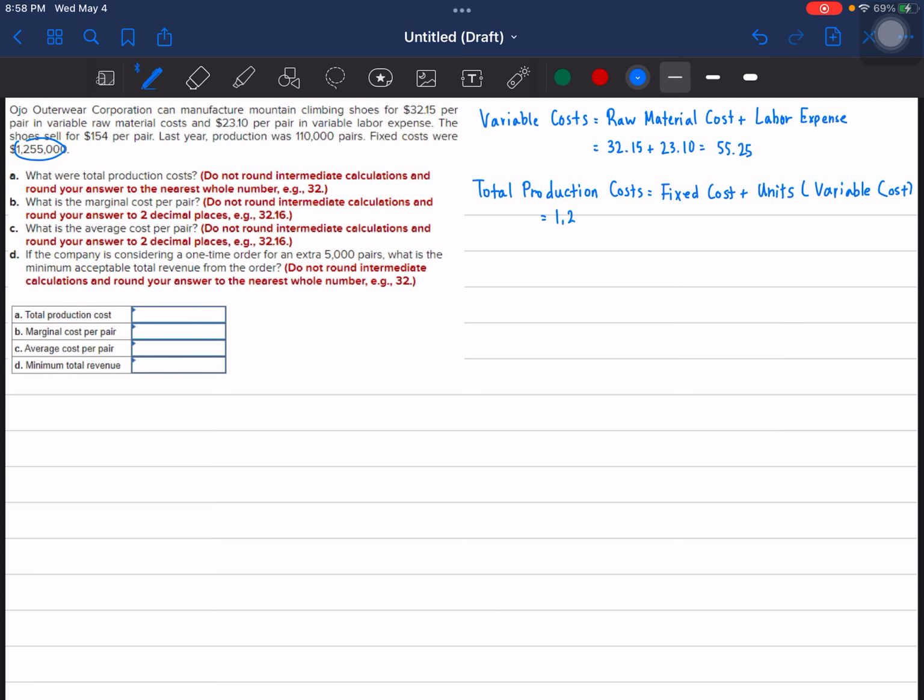So 1,255 plus the units they gave us, 110,000, times the variable cost, which we calculated here, which is 55.25. So let's just plug this into our calculator. So we have 110,000 times 55.25 plus 1.255 million. So our total production costs are 7,332,500.